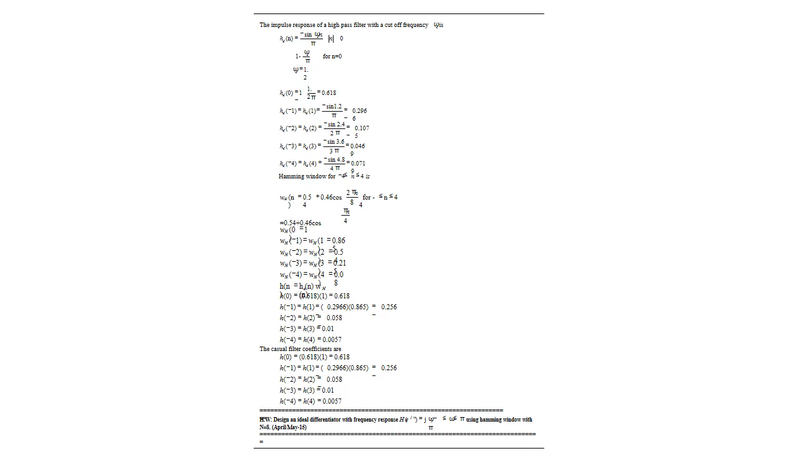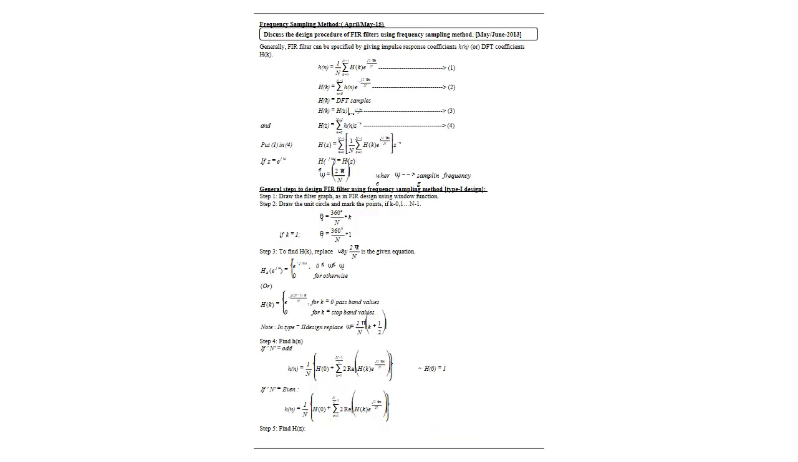Okay. So next question is: design an ideal differentiator with the frequency response H of e power j omega equal to j omega, for minus pi less than or equal to omega less than or equal to pi, using the Hamming window with n is equal to 8.